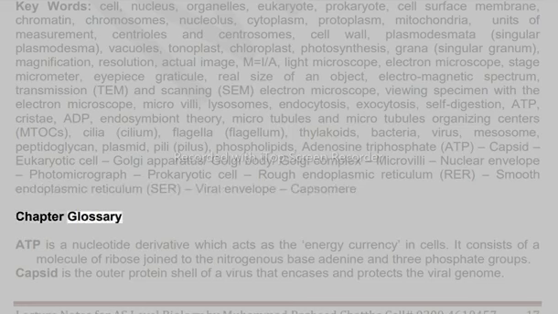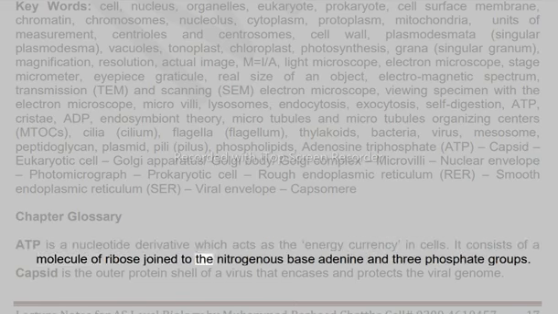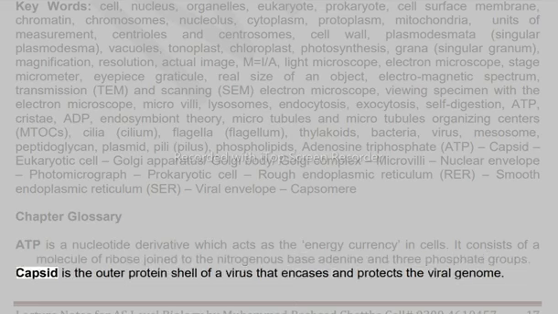Chapter Glossary. ATP is a nucleotide derivative which acts as the energy currency in cells. It consists of a molecule of ribose joined to the nitrogenous base adenine and 3 phosphate groups. Capsid is the outer protein shell of a virus that encases and protects the viral genome.